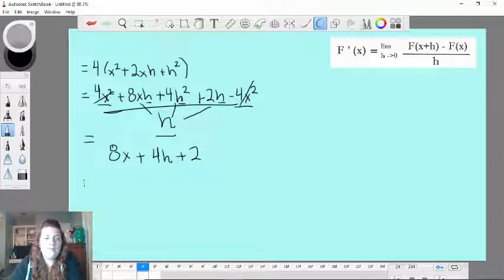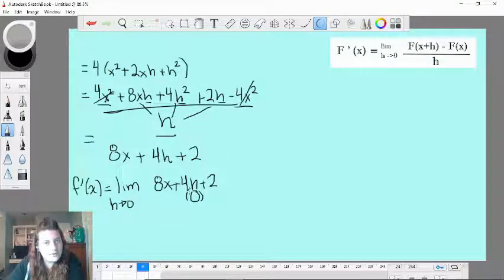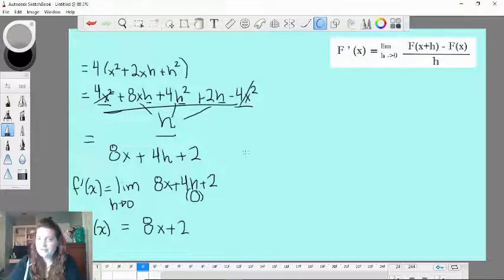Okay. So going back to the original formula, f prime of x equals the limit as h approaches 0 of 8x plus 4h plus 2. h approaching 0 just means plug in 0 for h in this case. So this right here would be 0. Do you know what 4 times 0 is? 0. So that means your f prime of x, as the limit approaches 0 for h, equals 8x plus 2. And there's the derivative.